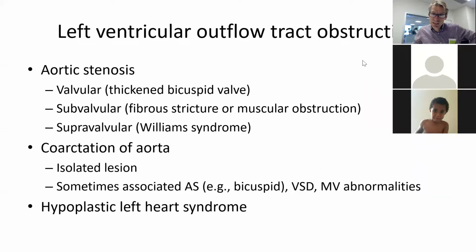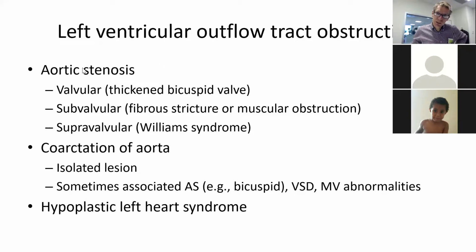Now, finally today, I wanted to talk a bit about left ventricular outflow tract obstruction, because I said at the start the two things that cause acyanotic heart disease, heart disease that's not cyanotic, are large left to right shunts, and the second one is left ventricular outflow tract obstruction. I use the term LVOTO because it explains a lot of different conditions. It explains aortic stenosis, coarctation of the aorta, and hypoplastic left heart syndrome, and these are the causes of LVOTO.